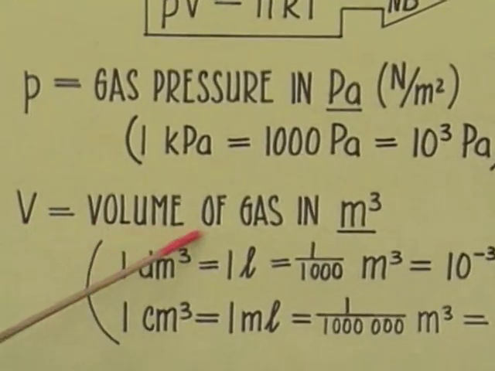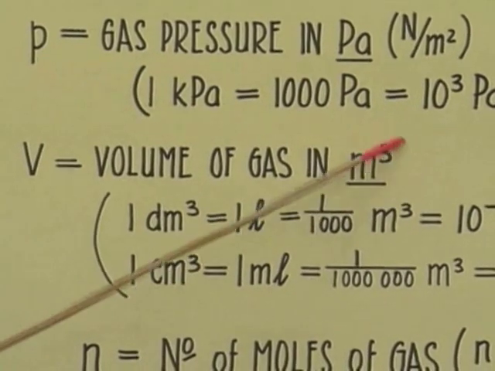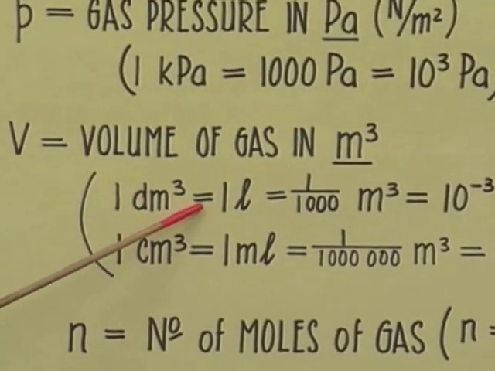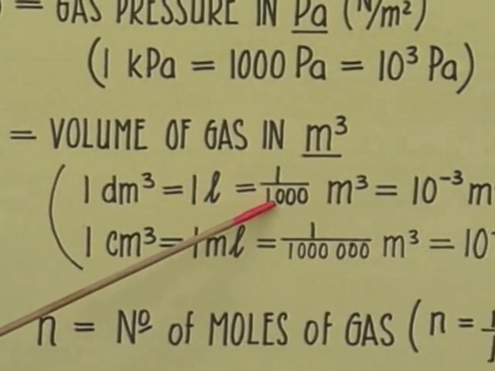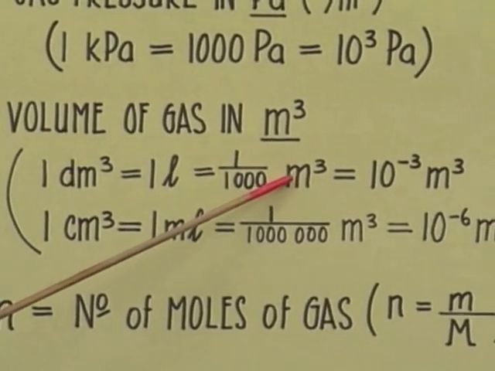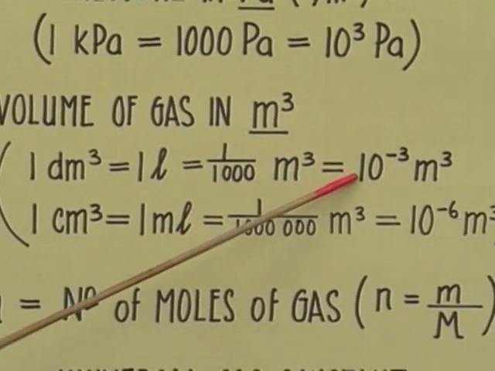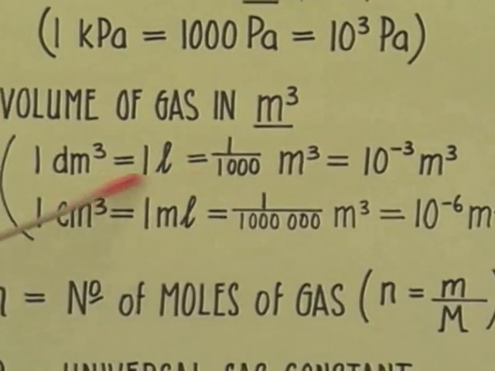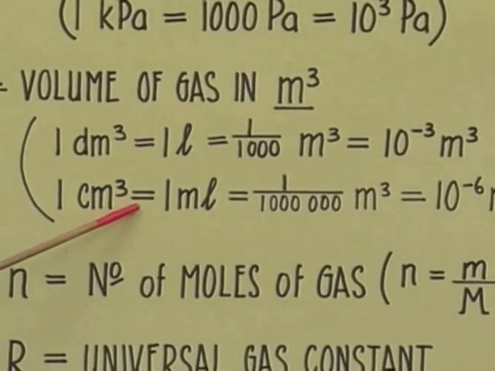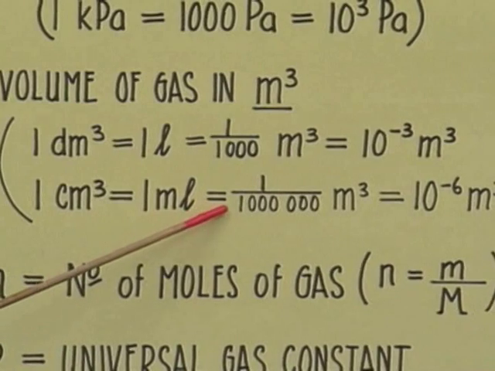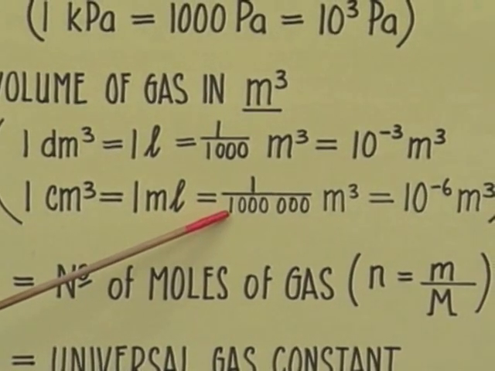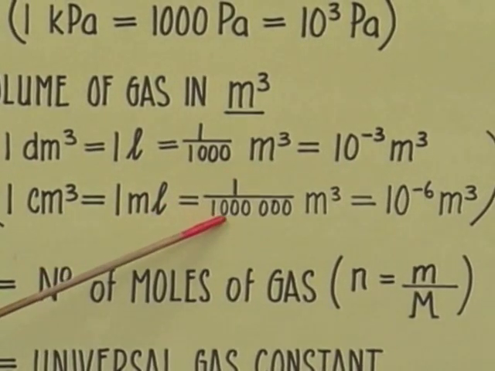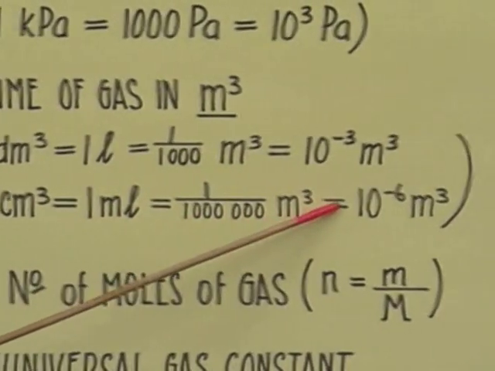V is always the volume of the gas in cubic meters and nothing but cubic meters. 1 cubic decimeter is around about 1 liter or 1,000th of a cubic meter. So we've got to divide by 1,000 or multiply by 10 to the power minus 3 to convert cubic decimeters to cubic meters. 1 cubic centimeter is approximately 1 milliliter, and because there are 1,000,000 cubic centimeters in a cubic meter, we now have to divide by 1,000,000 to convert cubic centimeters to cubic meters, or multiply by 10 to the power minus 6.